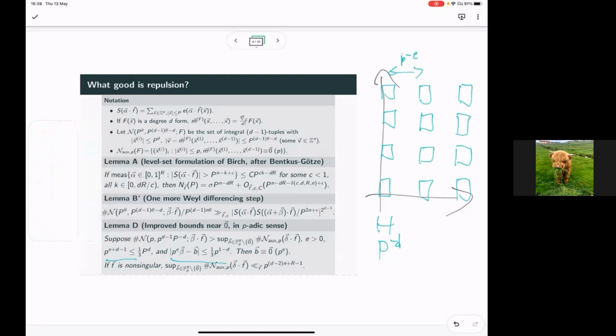Okay. And what the lemma says is that if you're in a neighborhood of the origin like this, and the exponential sum is large, then you actually have to be in the little box next to the origin. So I'm thinking here of only taking boxes which are contained inside the unit hypercube.